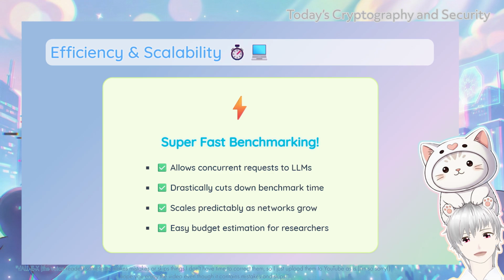Furthermore, they looked at the efficiency of running all these tests. Running multiple AI agents at the same time takes a lot of computer power. But GAMMAF is designed to be super efficient. It allows concurrent requests to the underlying language model, which drastically cuts down the total time it takes to run a benchmark. They showed that even as the network of agents grows larger, the system scales predictably, so researchers can estimate their budgets and time required without any nasty surprises. That's right, it makes it so much easier for scientists everywhere to do their research.